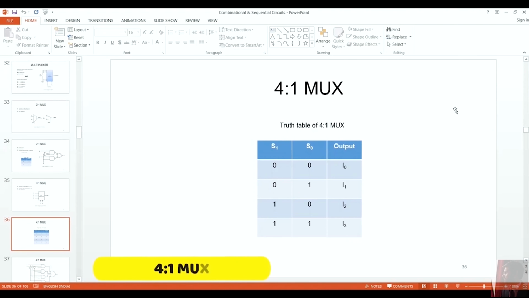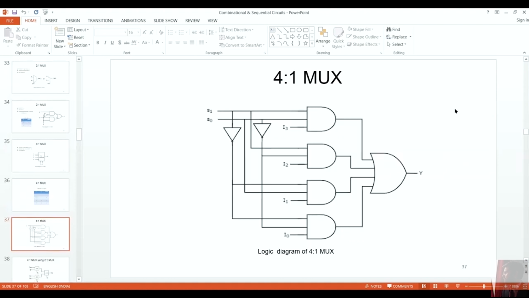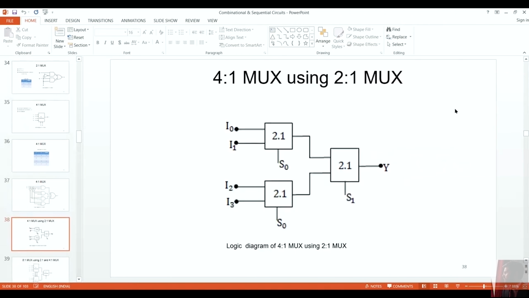You can see in the first input, when I get the first output I0, the relationship is S1 bar S0 bar. When I move to the second output, it would be S1 bar S0. Then the third output I2 is S1 S0 bar. The fourth output is S1 S0. Because 4 inputs are there, 4 AND gates would be there. Don't count these NOT gates because these NOT gates are for the select lines, and one output would be there, so one OR gate would be there.